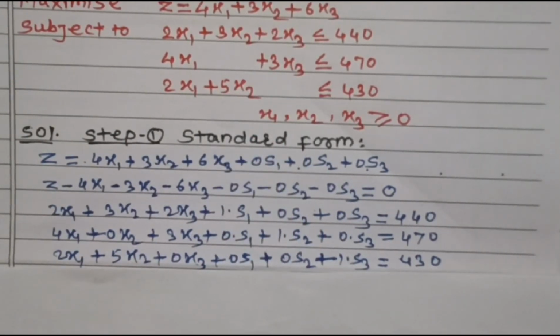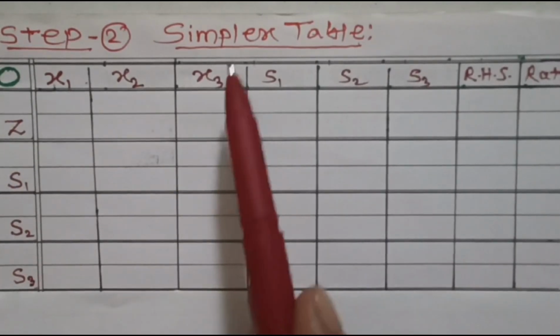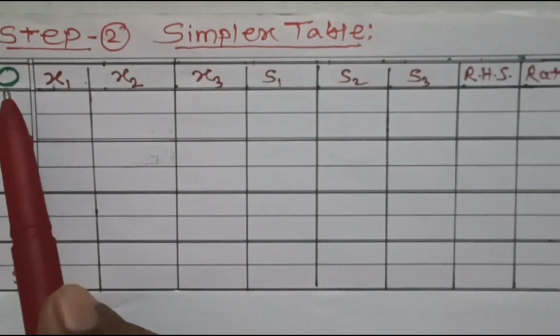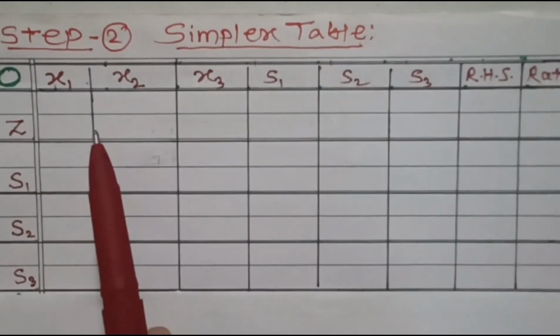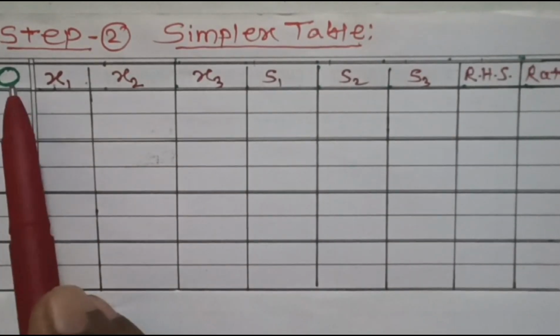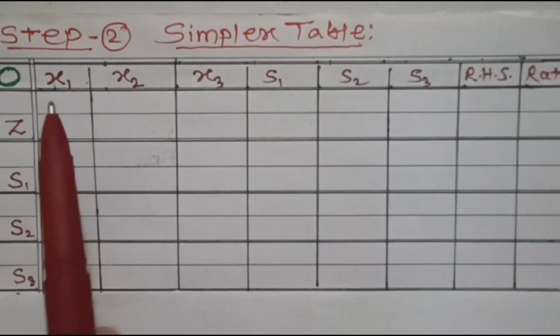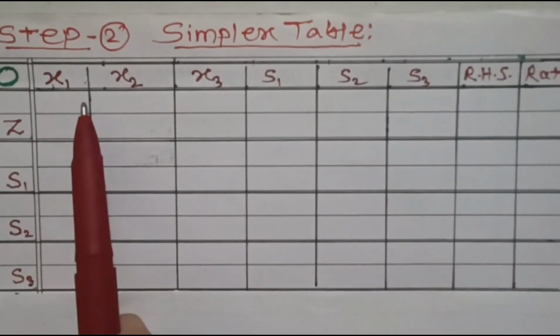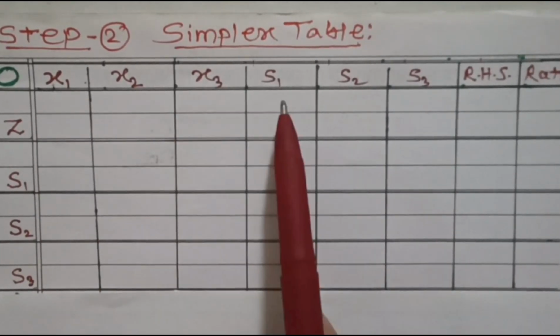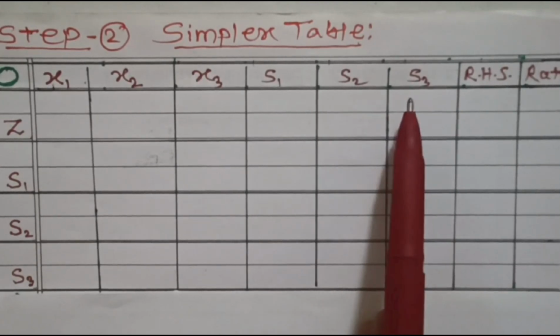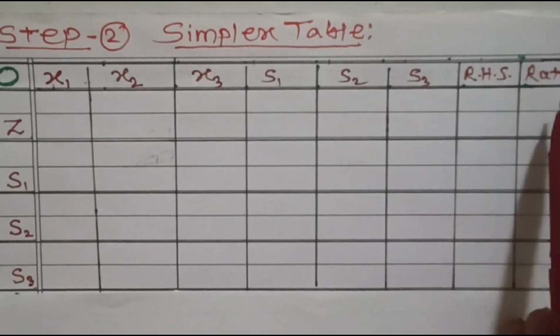Let us move towards step number 2. In step number 2 we have to prepare a simplex table. So this is the simplex table. This 0 represents the 0th iteration. Now in this simplex table, the first column represents the iteration number, and for each decision variable there will be one column, according to the number of decision variables and the number of slack variables which we are using, and one column for RHS, one column for ratio.